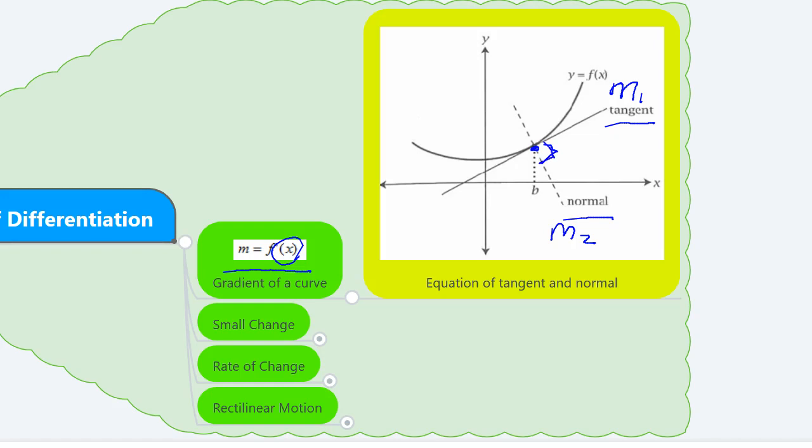Therefore, we know that m1 multiplied by m2 should be -1. So if we know the gradient of tangent, which is m1, then we can find m2 by finding the negative reciprocal of m1, and in that case we can find the gradient of normal. Based on that, we can use the gradient of tangent and the gradient of normal to find the equation of tangent and equation of normal.